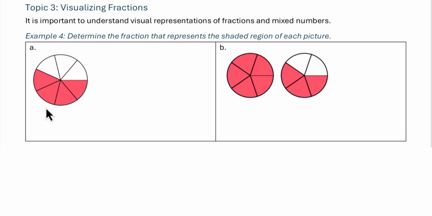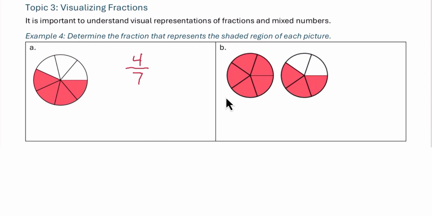Remember that the numerator is the part that we're focusing on. In this case, we have 4 shaded regions, so the numerator here is 4. The denominator is the total parts in the whole. So if we count up the parts, we have 1, 2, 3, 4, 5, 6, 7 total parts. That's the denominator. So this circle represents 4/7.